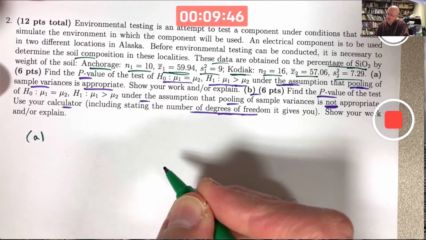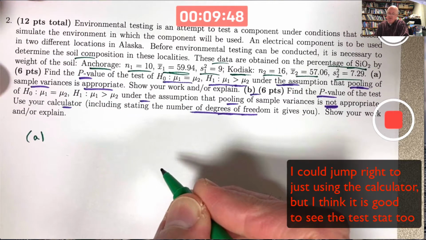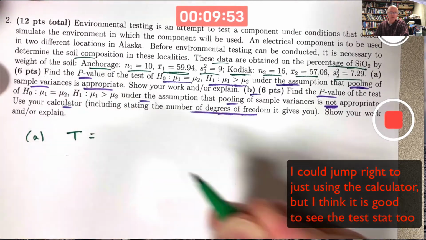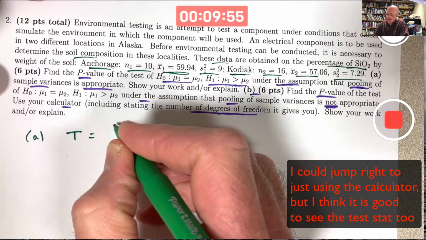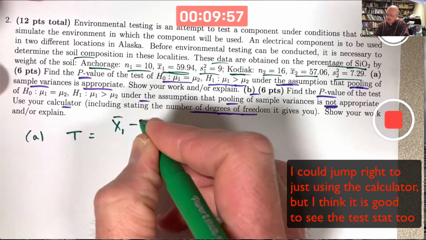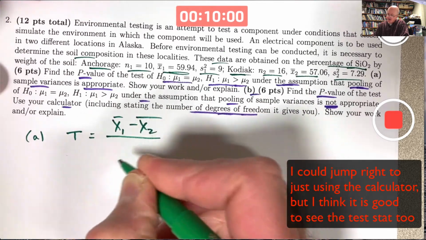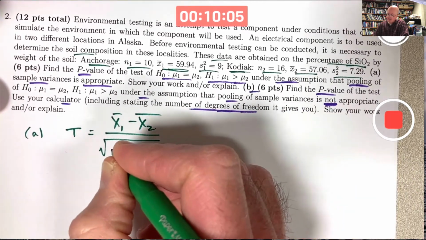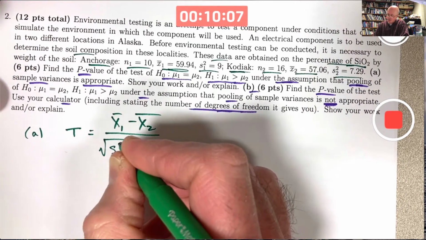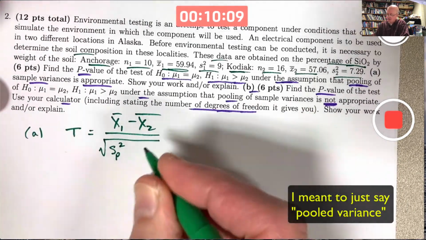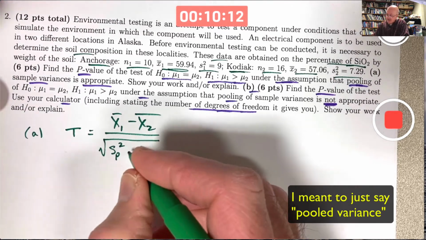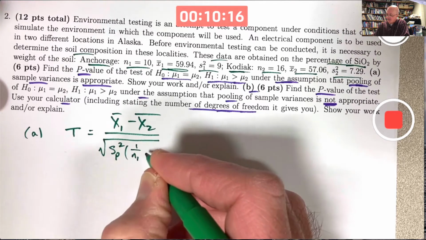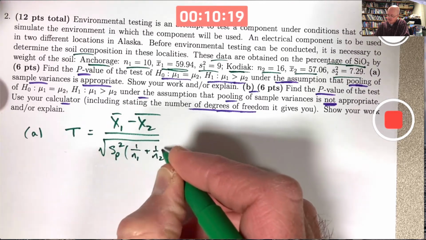So we're assuming pooling is appropriate. We do need to compute a t-statistic. The formula for the t-statistic in this case is x1 bar minus x2 bar divided by, when pooling is appropriate, the square root of the pooled variance, which could also be factored out of the square root and written as a pooled standard deviation, times 1 over the first sample size plus 1 over the second sample size.